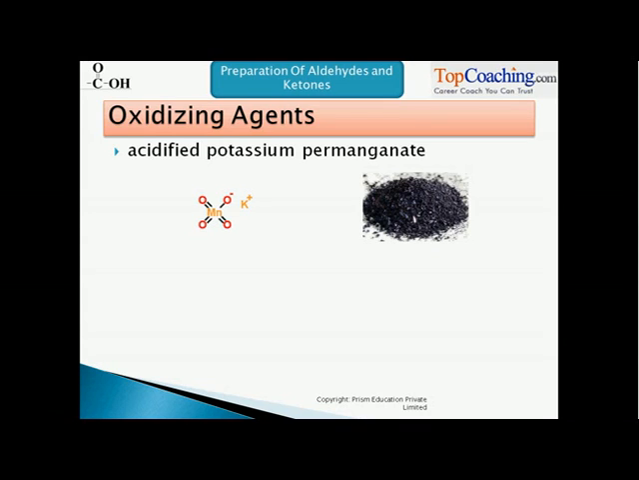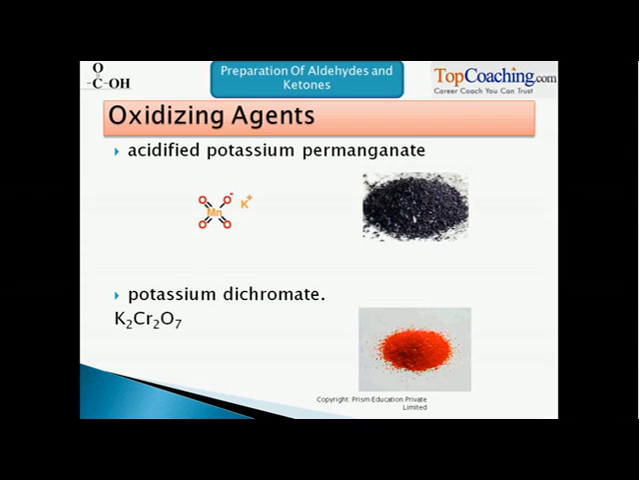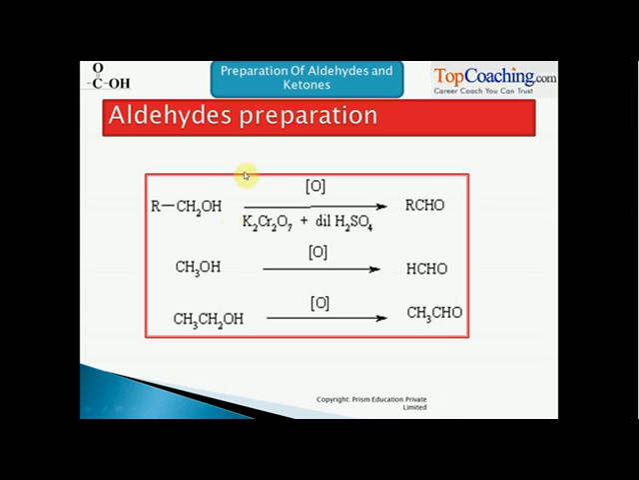Another oxidizing agent used in the process of oxidation of alcohols is potassium dichromate, right? K2Cr2O7 is the chemical formula. And any idea what this compound looks like? It is bright orange in color, right? So these are a few examples of preparation of aldehydes by oxidation of alcohol. I am using potassium dichromate with dilute sulfuric acid to provide oxygen to alcohol so that water can vent off and aldehydes can be prepared, right?